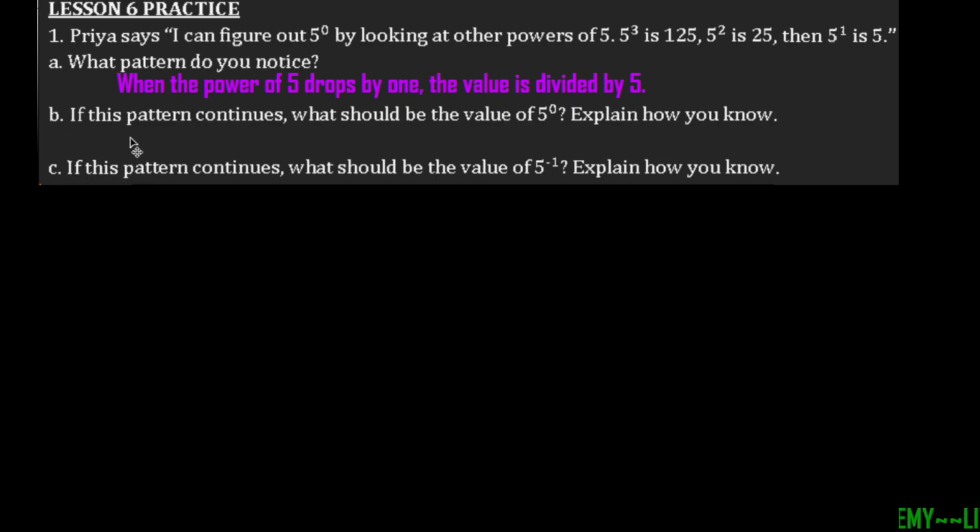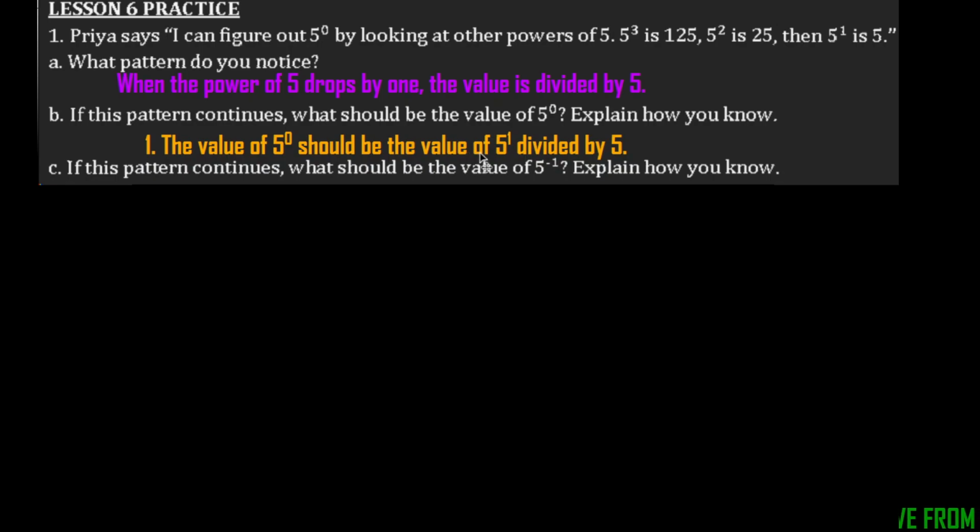Then for part B, it says if this pattern continues, what should the value of 5 to the 0 power be? Well, we're going to say that's just going to be equal to 1. The value of 5 to the 0 power should be the value of 5 to the first divided by 5. So since 5 divided by 5 is equal to 1, we're going to say that 5 to the 0 is equal to 1. Just remember, any non-zero number to the power of 0 is equal to 1.